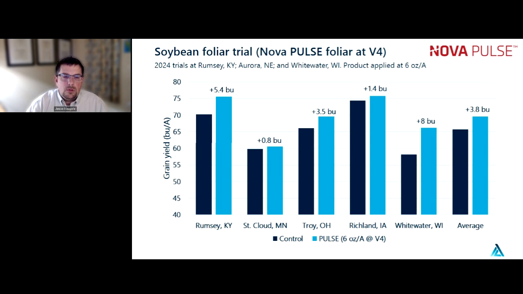You'll note that across these 5 locations, all of the numerical increases in yield were positive, although there were a couple that were relatively small and likely not significant, like the one in Minnesota, potentially the location in Iowa as well. But averaged across these 5 locations, the average increase in yield for a one-time application of Nova Pulse at V4 is 3.8 bushels per acre, which is in line with some other trial results that we've seen from this particular product on soybeans.